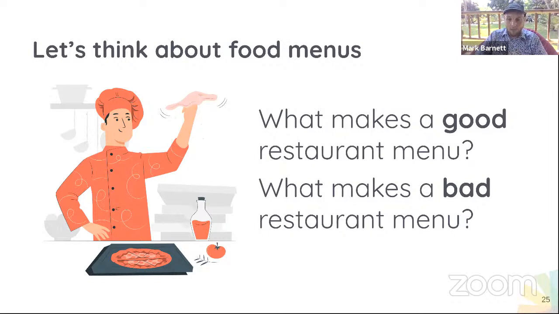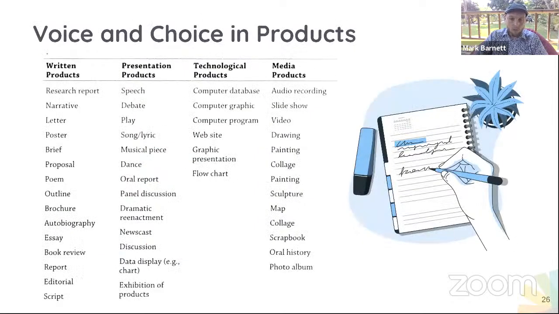The reason why I'm asking you to think about a food menu is because you can think about it in the same way that we would ask students to design content by giving them a bit of voice and choice in what they design. So I have a list here of different types of products. We've got written products, presentation products, technological products, and media products. And this is a really long list. So this would be the example of the bad menu. It's got too many things on there.